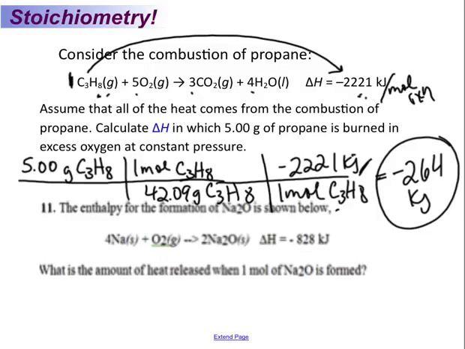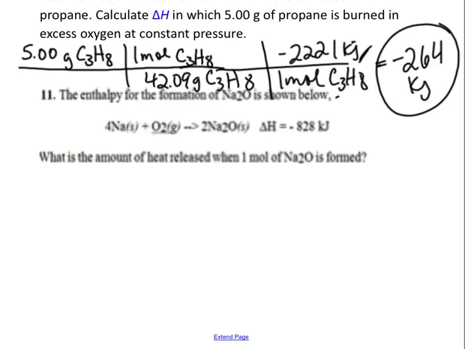Now, the next one, I wish they were all this hard. The enthalpy for the formation of Na2O is shown below. What is the amount of heat released when 1 mole of Na2O is formed? How many did we form here? 2 moles. This is associated with that. When 1 mole is formed, how many do we have? Half of it, right? If you struggle with that, you can do stoichiometry.